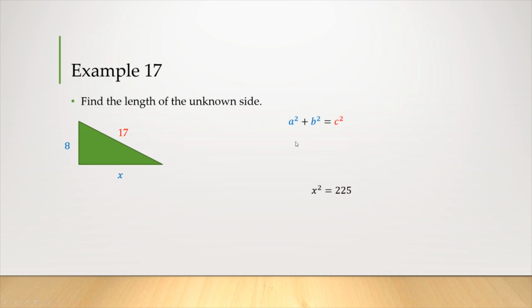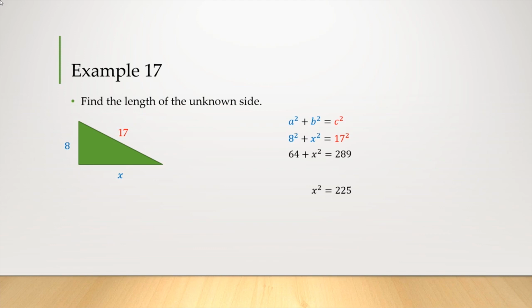Here it doesn't matter. You can switch a and b. The only thing that matters is that you separate the legs and the hypotenuse. So you plug those in. So it's 8 squared plus x squared equals 17 squared. I used a calculator to calculate those. So I got 64 plus x squared equals 289.